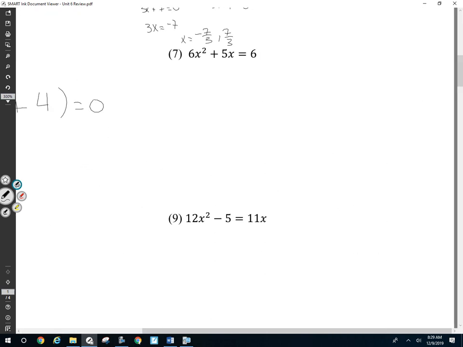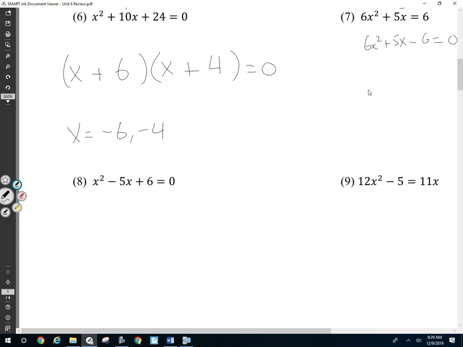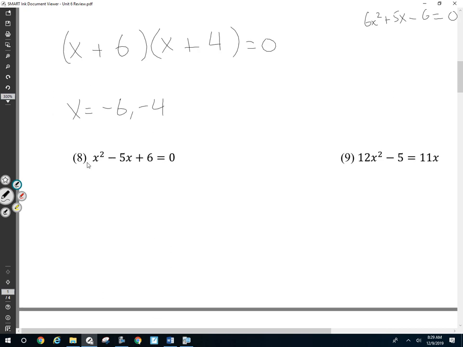All right. Now this guy, we would start off, if we were forced to factor, by moving everything onto one side. Now, let me come back to this one. Let's go to number 8. This is the same deal. What two numbers add to get -5 and multiply to get 6? These are the easy ones. -3 and -2.